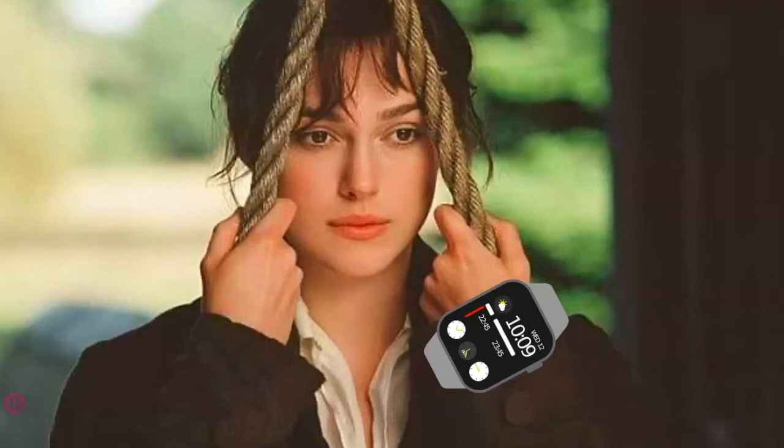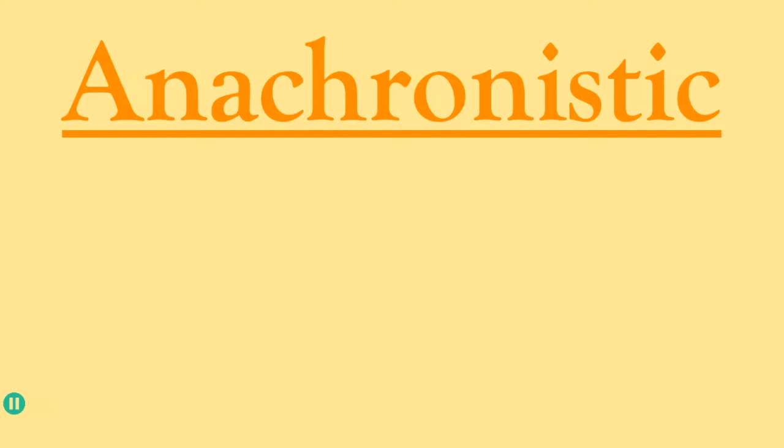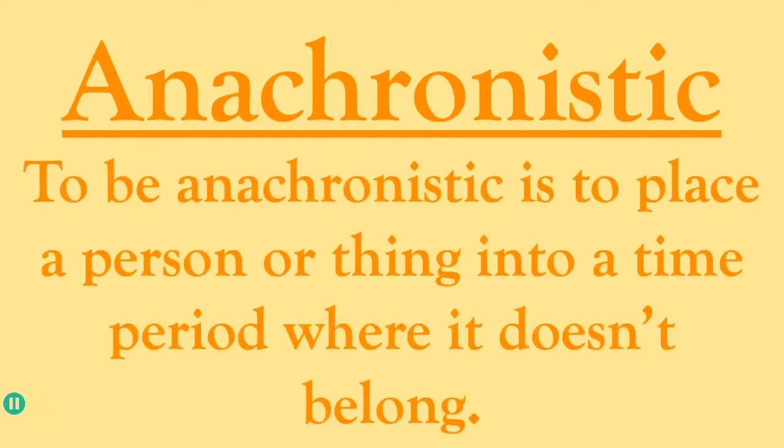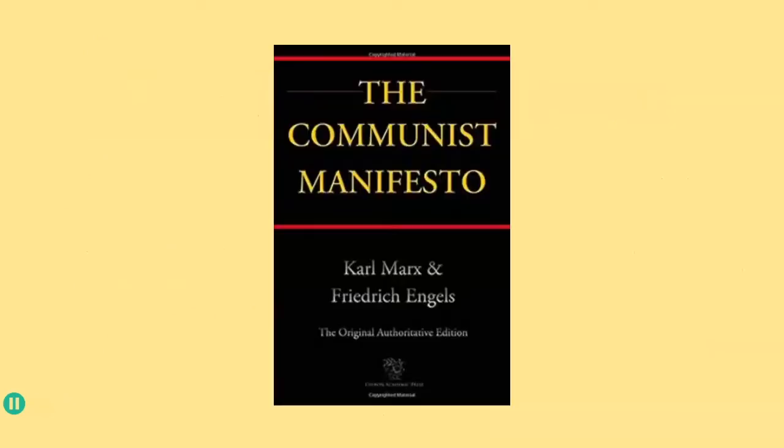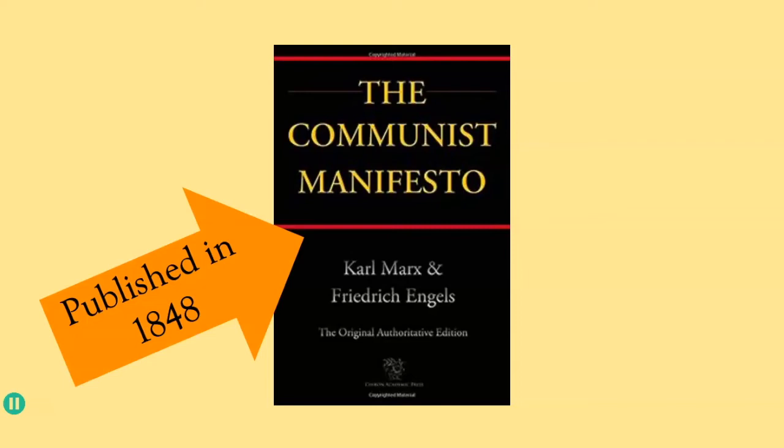The adjective here is anachronistic. So, to be anachronistic is to place a person or thing into a time period where it doesn't belong. You must make sure that you're not being anachronistic in your essays. The Communist Manifesto was published in 1848. So, if you're applying Marxist theory to a writer who lived before this time, you need to be very careful.